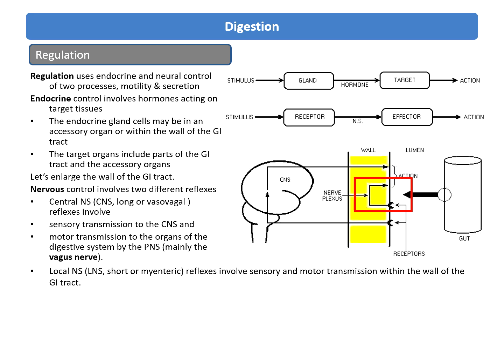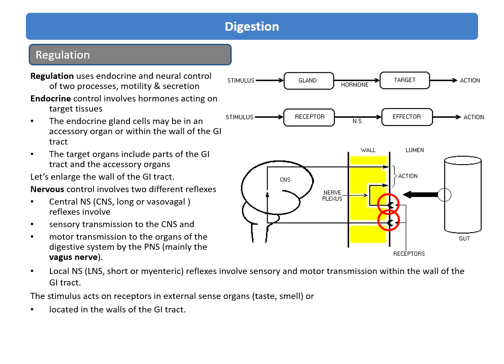Now notice the difference. The CNS control sends transmission to the central nervous system and back. The local control transmits within the wall. The impulses don't leave the alimentary canal. The stimulus acts on receptors. These may be in external sense organs like taste and smell, or they may be located in the wall of the GI tract. You see one sensory receptor as part of the central reflex and one part of the local reflex.